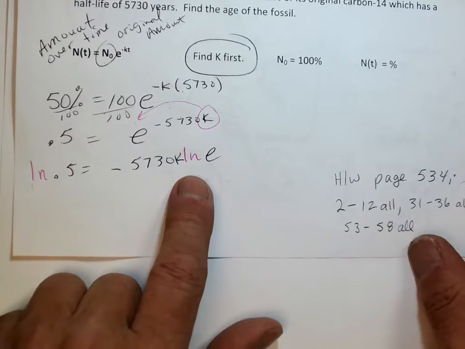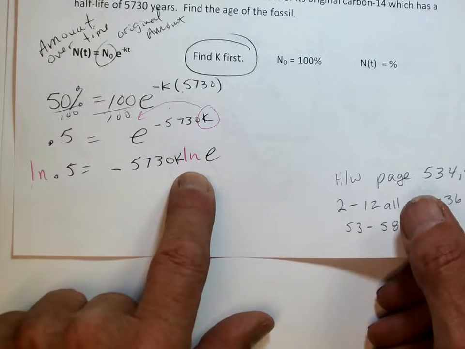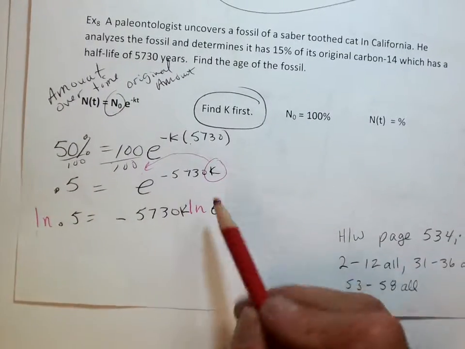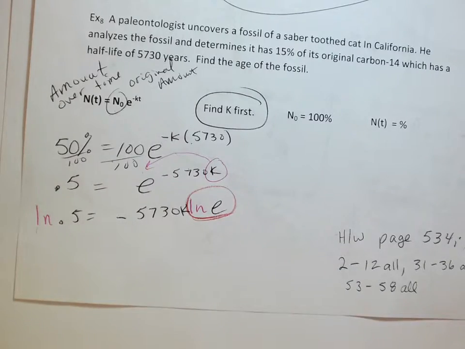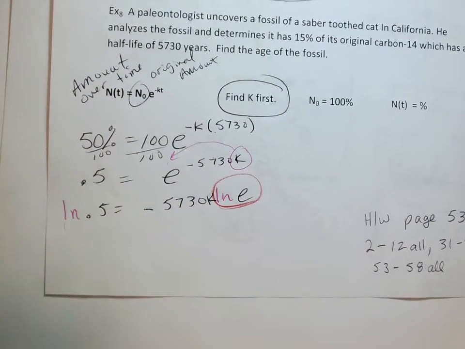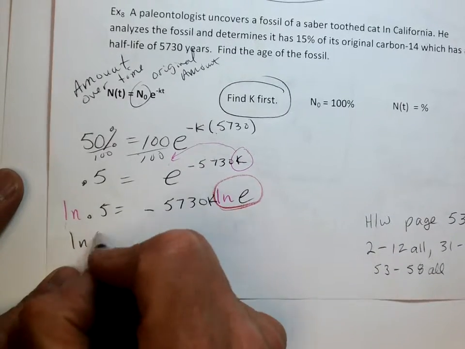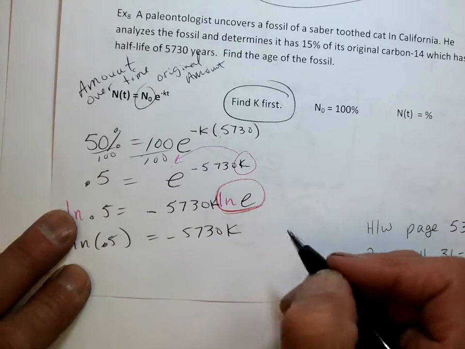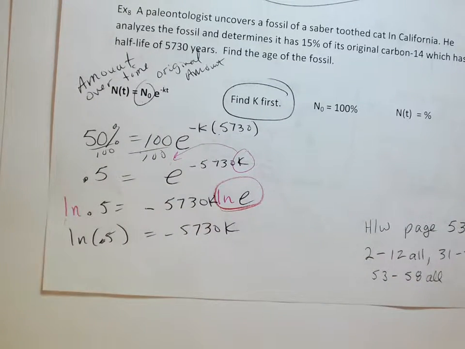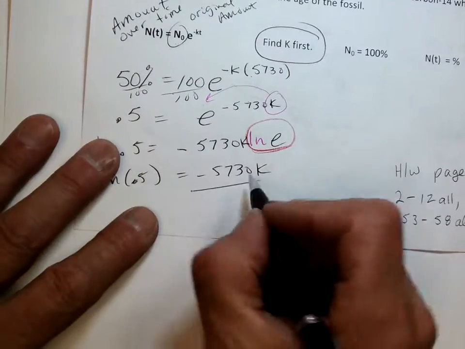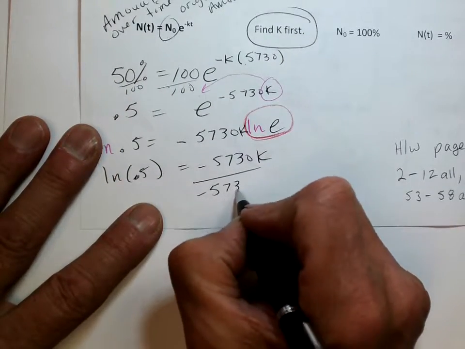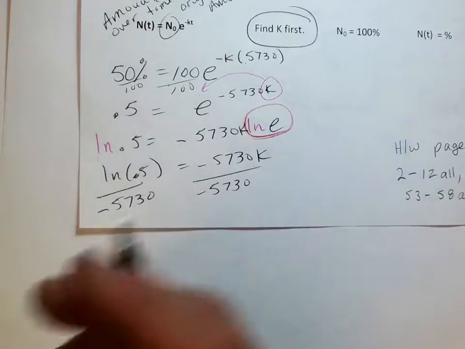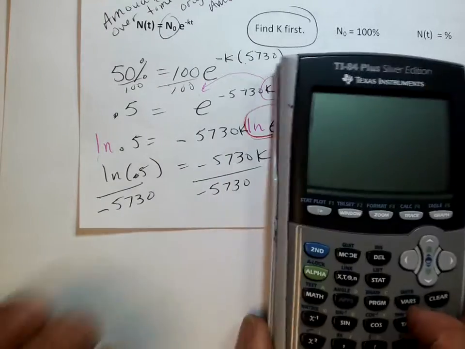Now, hold on. Before I do anything, I'm going to flip the page, right? Okay, everybody got this? Hey, what's ln of e? All right, so I'm going to change that. That becomes 1, right? So really, I have 1 times ln of 0.5 equals negative 5,730k, right? Because the ln of e is 1, I don't need that. And then to solve for k, I'm just going to divide by negative 5,730, and I'm going to use my calculator, okay?